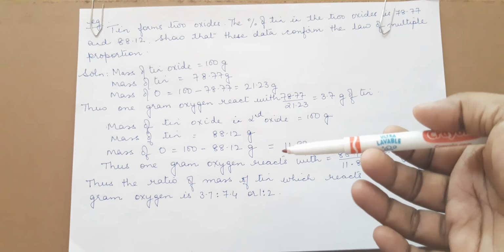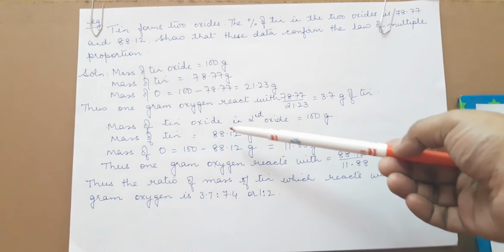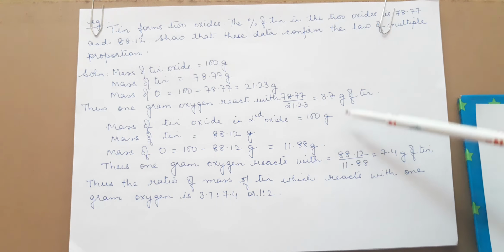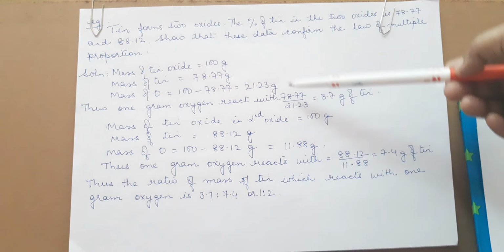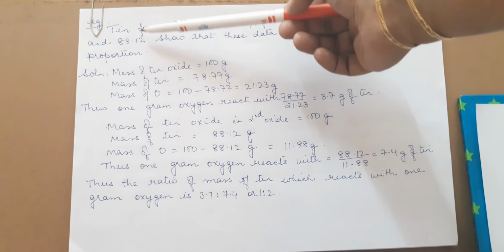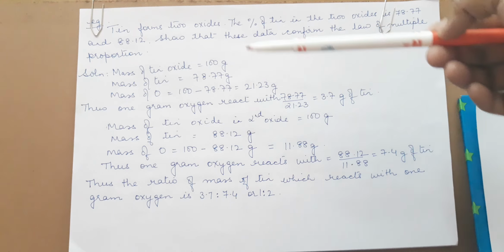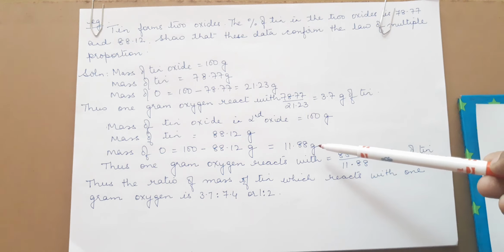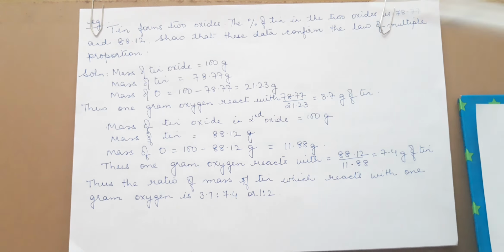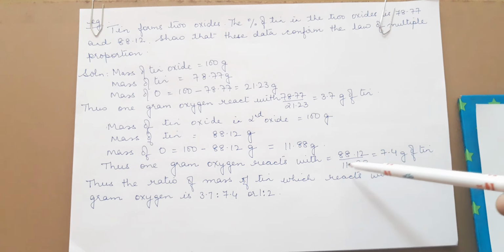Let us take the second oxide. In the second oxide, I am also taking the mass of oxide as 100 grams. And how much tin was the percentage? 88.12. So if 88.12 tin was present, how much oxygen will be there? 100 minus 88.12 is 11.88 grams. So again, I'm going to fix this to 1. So 11.88 gram oxygen reacts with 88.12 gram tin. So 1 gram oxygen will react with 88.12 by 11.88, which is 7.4.